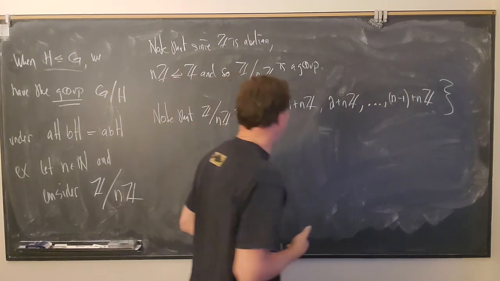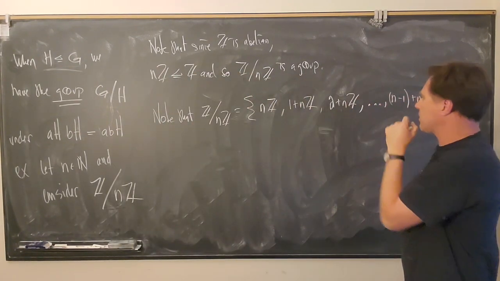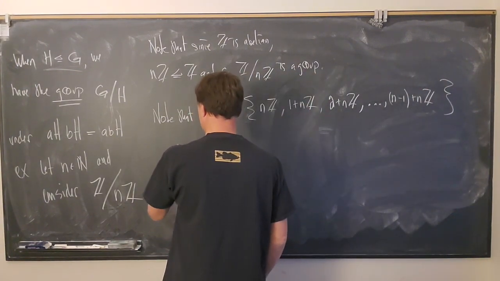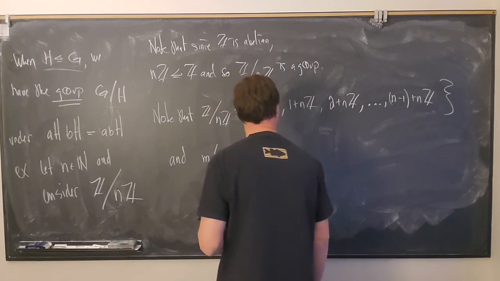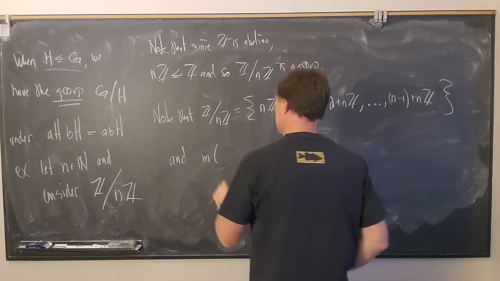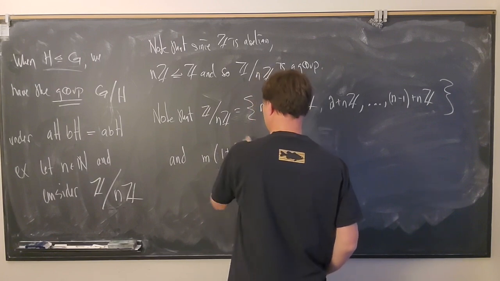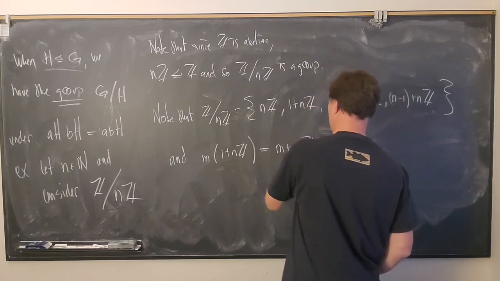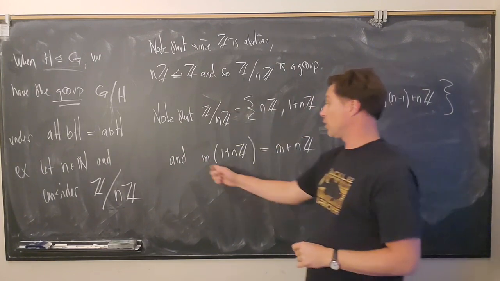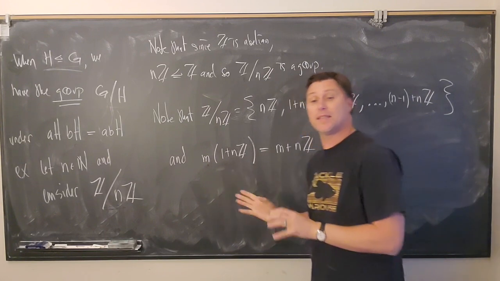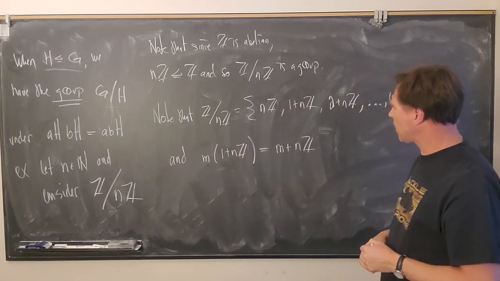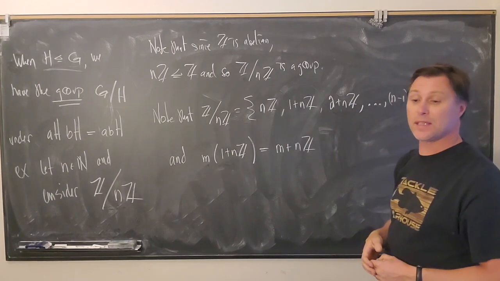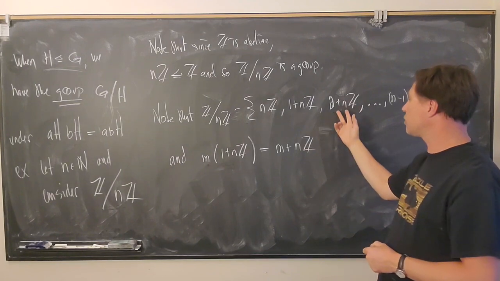I'd like to get some sort of handle on how this group behaves. I haven't really finished my sentence here. I was going to say, if I look at m times (1 plus nZ), that's equal to m plus nZ. Remember, this notation means add 1 plus nZ to itself a bunch of times. So, for example, if I wanted to get the coset 2 plus nZ, 1 plus nZ plus 1 plus nZ gives us 2 plus nZ.